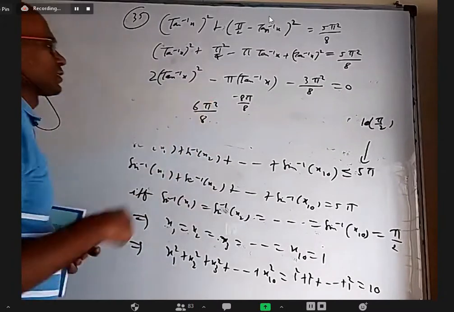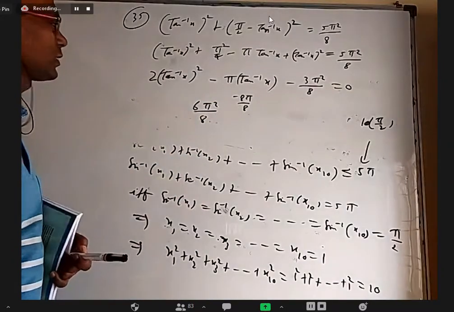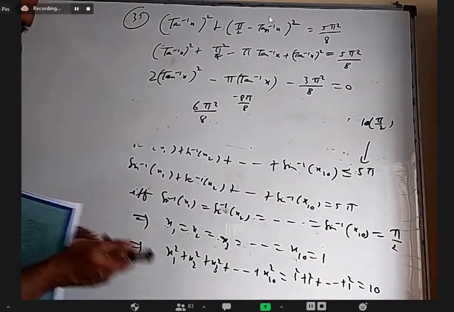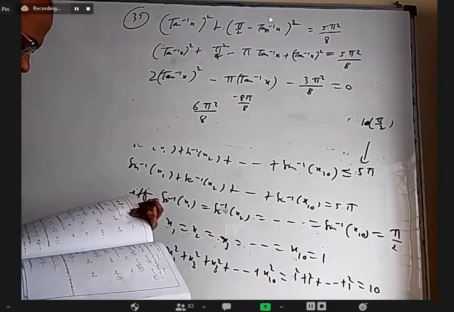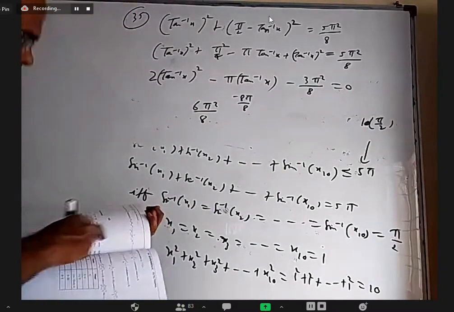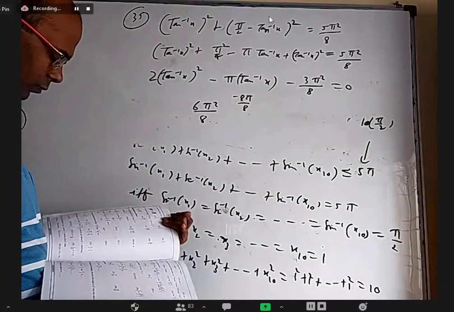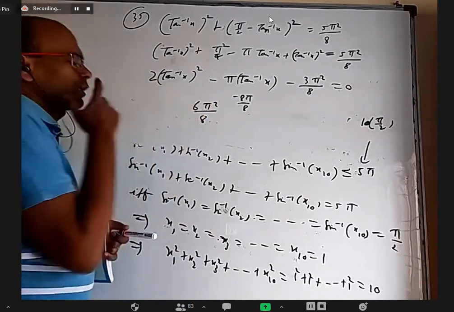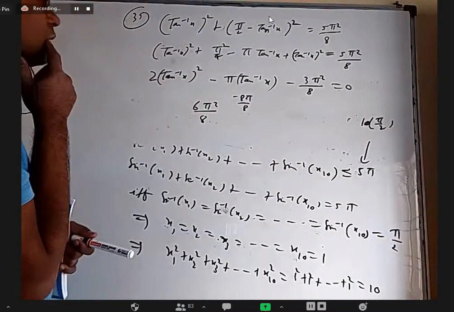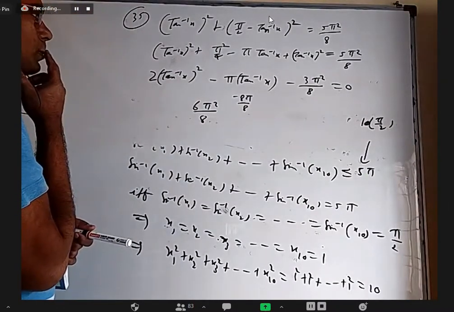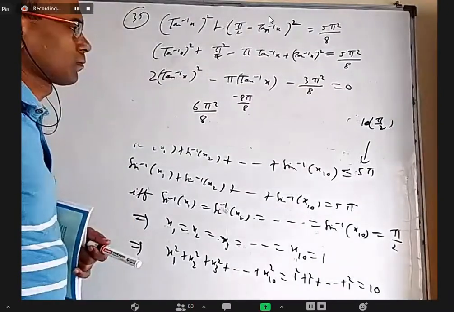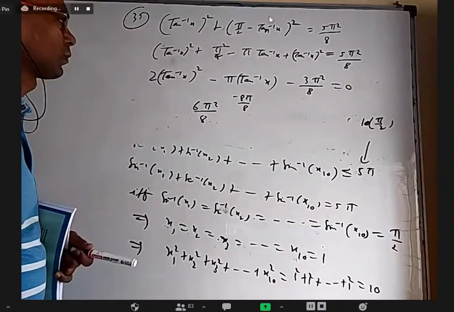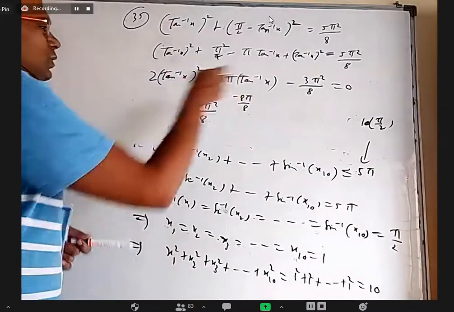I'm just seeing how to split this middle one. I can use minus b plus or minus, but if I write this minus pi by 4, I'll also get minus 3 pi by 4. Pi by 4 and 3 pi square by 16. But I have to get the product of these two, right?